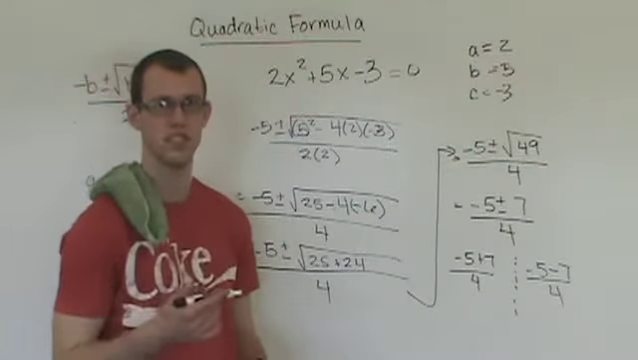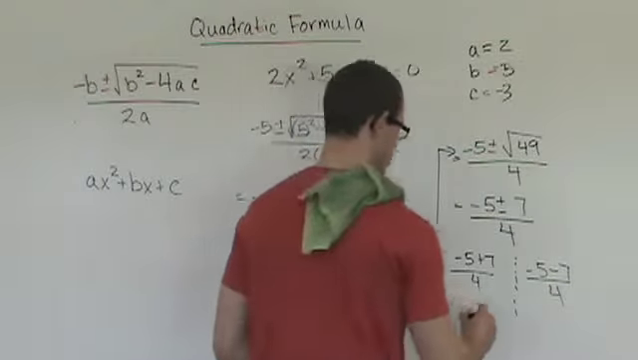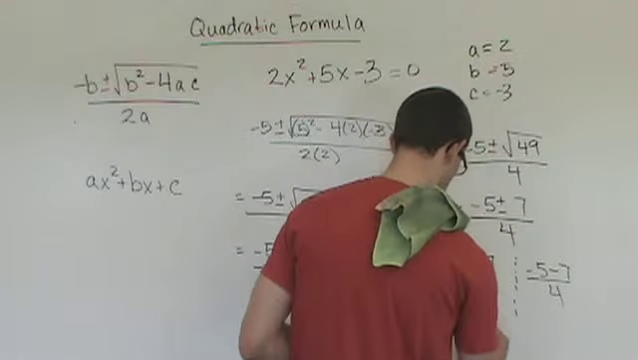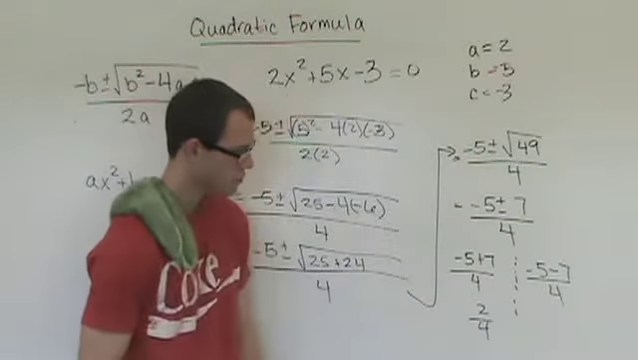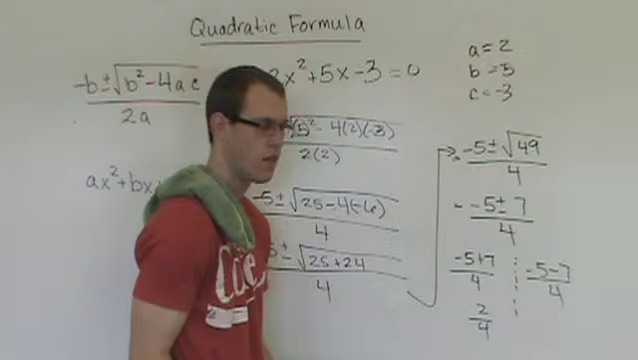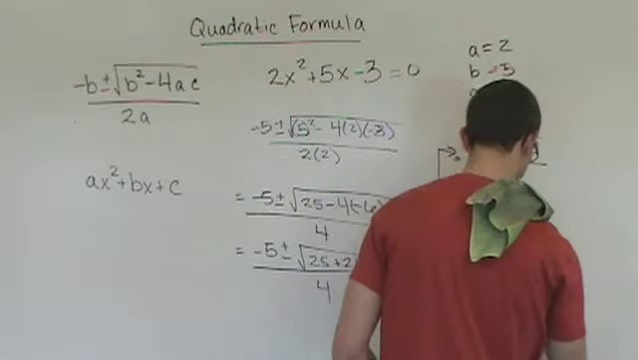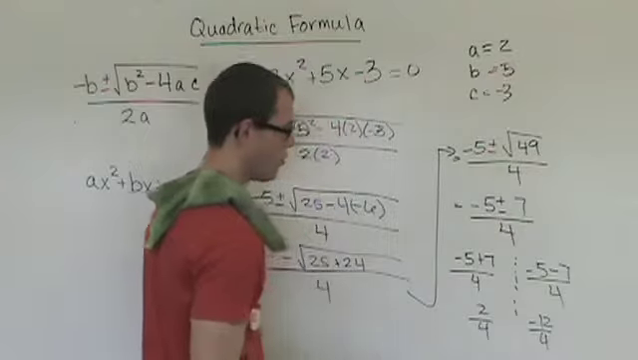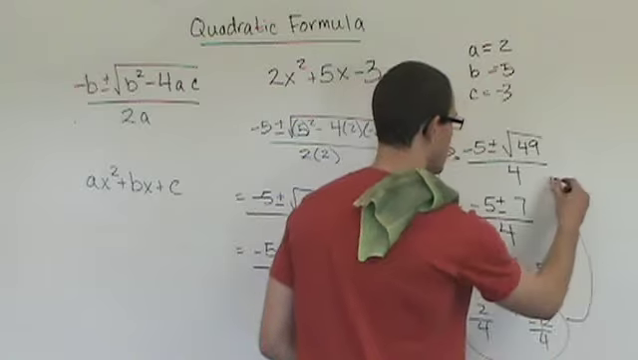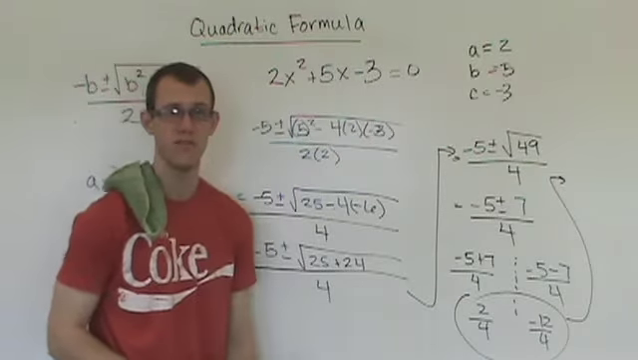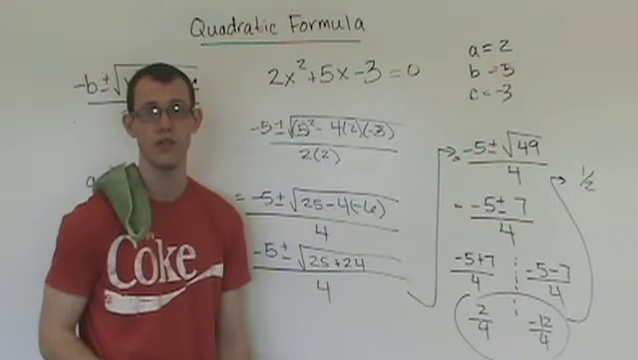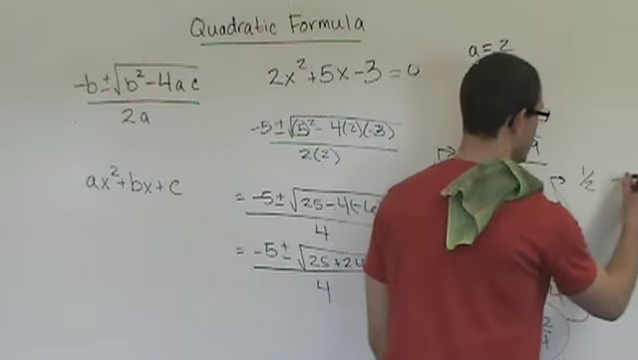So negative 5 plus 7, that is 2 over 4. Over here, negative 5 minus 7, that is negative 12. Divide by 4. And I'm just going to move it up a little bit more. 2 divided by 4, that's 1/2. Negative 12 divided by 4 is negative 3.